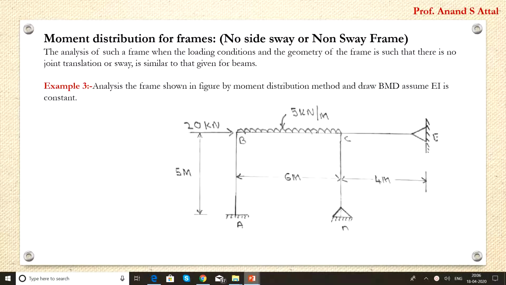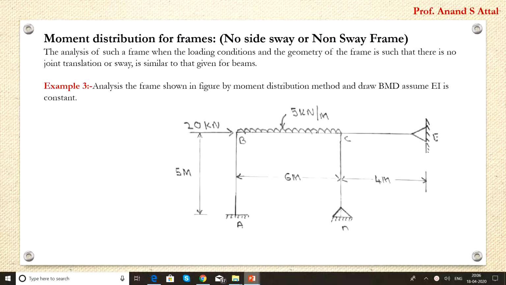Hello, welcome to the next topic in moment distribution: frames. Now the problems we will see on the frame. The frames are basically of two types, non-sway type of frame and sway type of frame. First we will see the non-sway type of frame.